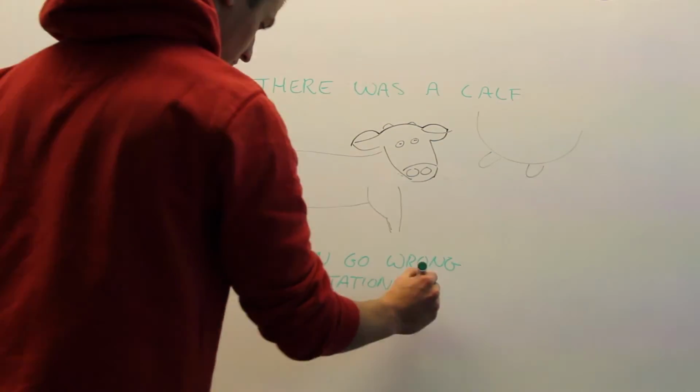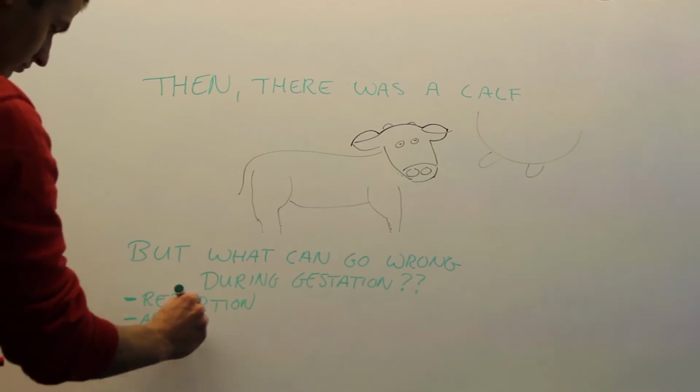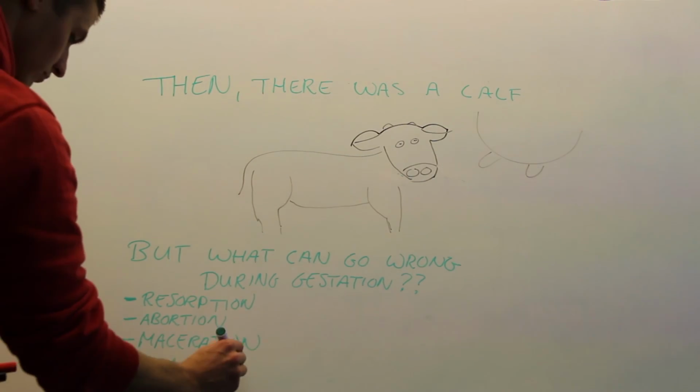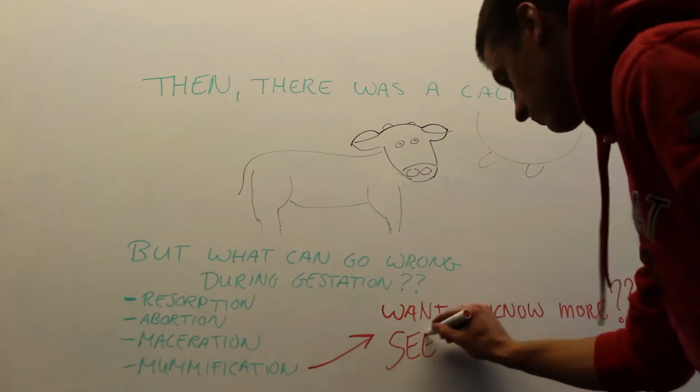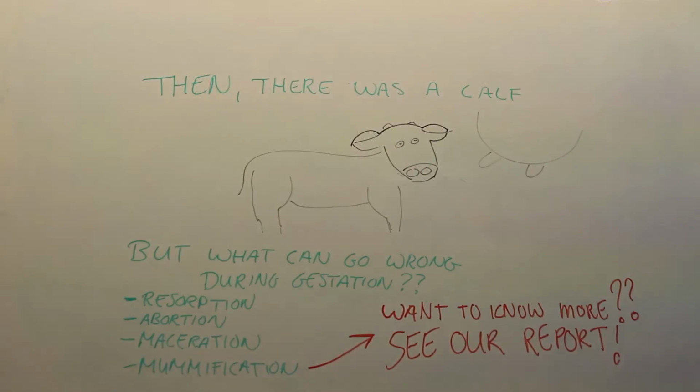Things can go wrong during every stage of gestation, leading to resorption of the fetus, abortion, maceration, or mummification. If you want to know more about mummification, you can read our report.